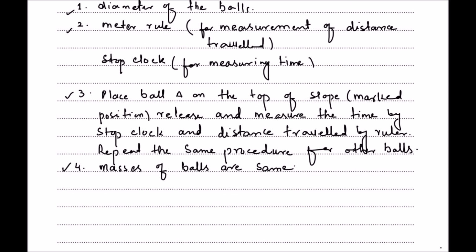In point 4 they ask what factor you are going to fix here that will not change during this experiment. So we selected here the masses of the balls. Of course they have different diameters, but masses we are taking as a constant factor in this observation.